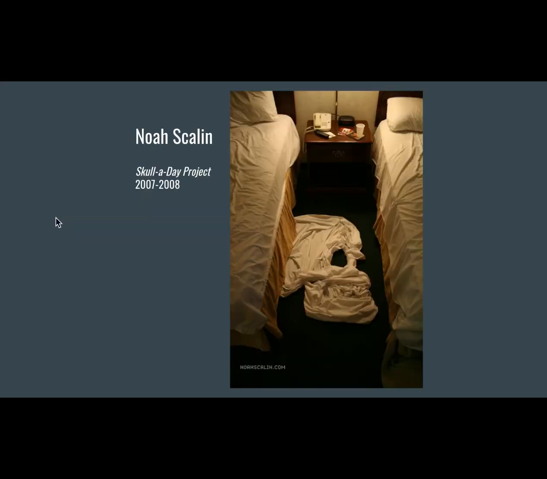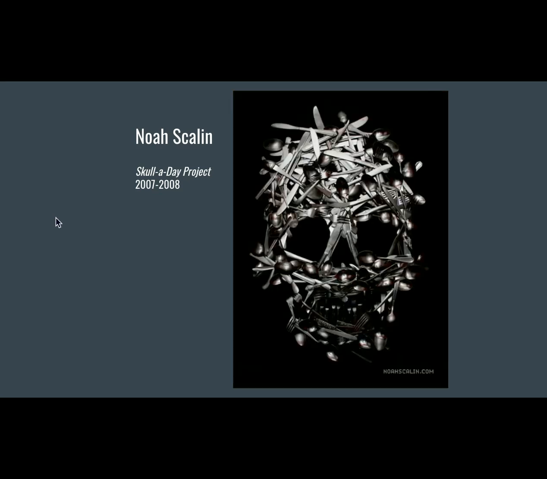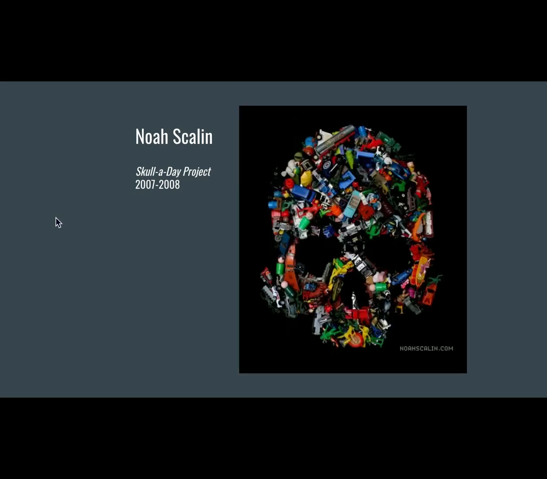Here is a hotel room and a sheet that he's just twisted into a skull form. And just common silverware. And toys. So he's really just taking a flat surface and then putting these things on the flat surface and either moving them or reforming them. But these are sculptural. What you're seeing is the artifact from that sculpture, because they are temporary sculptures.